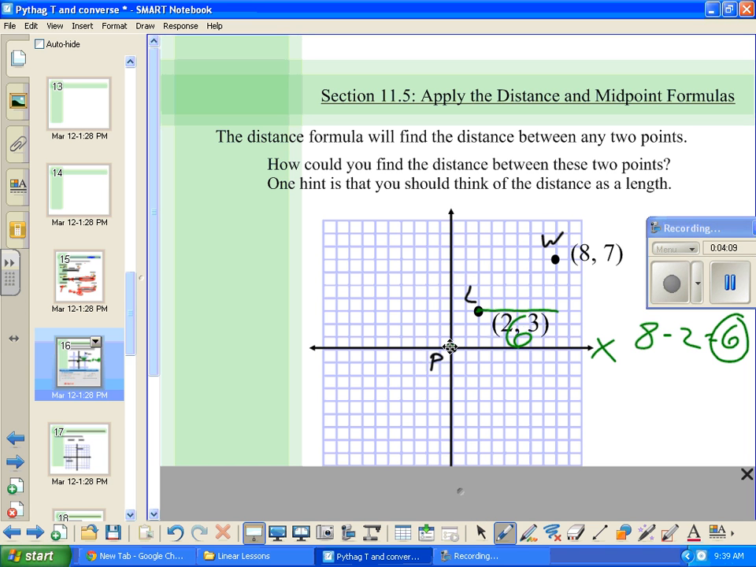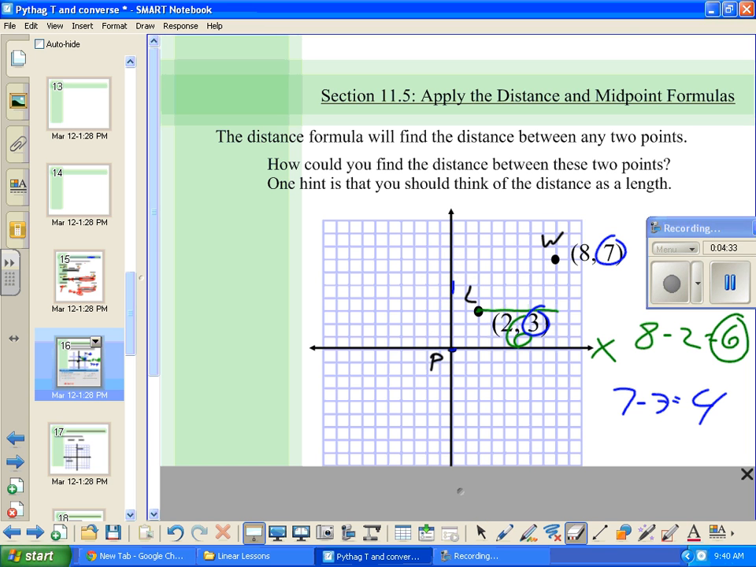I could do the same thing vertically. Here's Plainview. It looks like if I go up 3 units, I'd be level with Lewiston. And if I go up 7 total, I'd be level with Winona. Well, you know, those are the 2 coordinates they have, 7 and 3. And so if I took 7 minus 3, I could figure out how many units vertically they're away from each other. So, 7 minus 3 gives me 4.